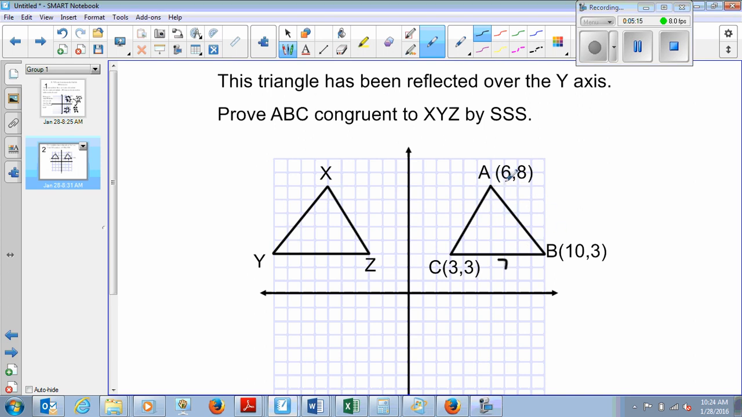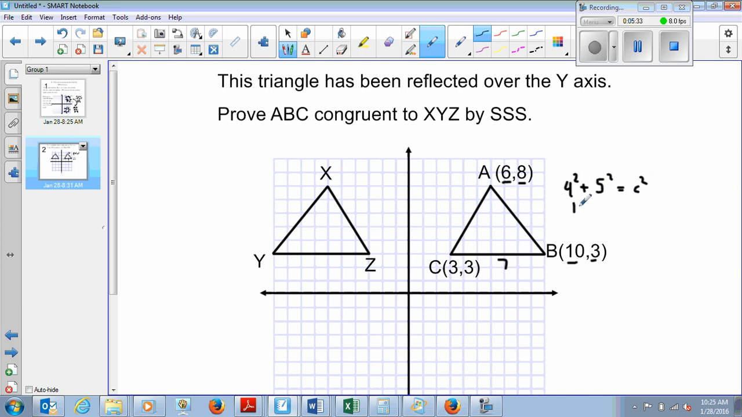Then to find AB, I'm going to go from 6 to 10. Now, again, I'd say just use Pythagorean. Make it a little Pythagorean here. The distance from 6 to 10 is 4. So we do 4 squared. The distance from 8 to 3 is 5. So we do 5 squared.